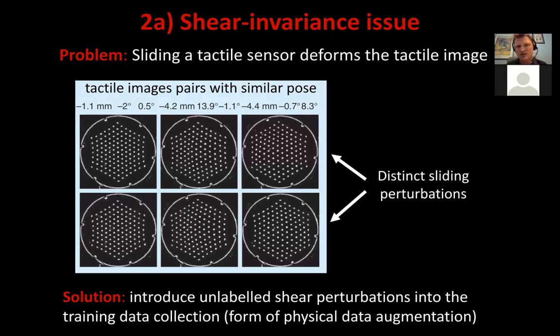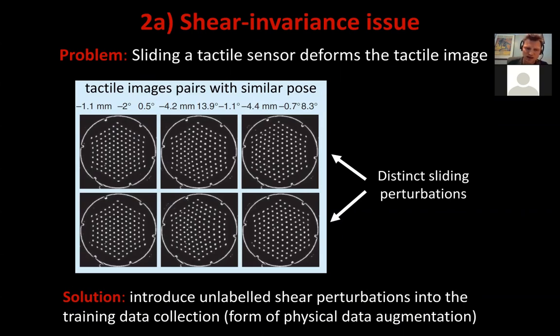So the first problem is what we refer to as the shear invariance issue. The problem is that sliding a tactile sensor over a surface deforms the tactile image, and that deformation due to the sliding interferes with the information in the tactile image about the pose of the contact. For example, here the columns show pairs that have similar contact poses, and the rows show two different examples of sliding onto those poses. You can see that there's more variation in the tactile images due to the sliding than there is due to the pose of the contact. So that makes it a challenging problem to extract that pose information from all the other information about contact that's going on.